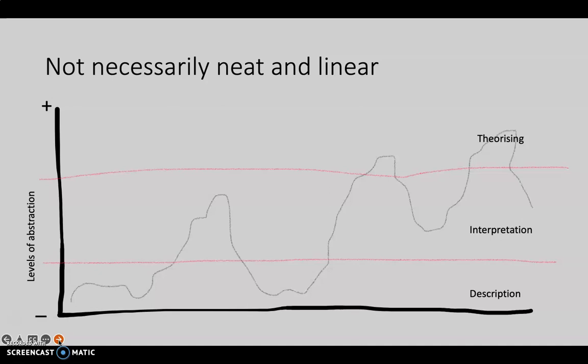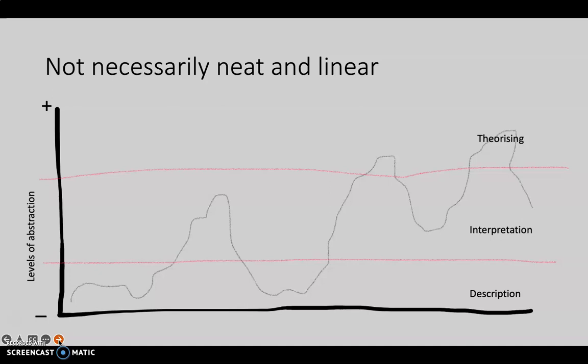But this process isn't necessarily as neat and linear as that previous wave suggests. You might spend some time in description and then wave up a little bit to think, what does this all mean? Where are the patterns? Oh, I need more data. I'm going to go back down into description and look at the data a little bit more. And then I'm going to do some more abstraction. And oh, okay, I can see where this connects in with the theory. And then you might wave down a little bit to do some more interpretive work and wave up again.